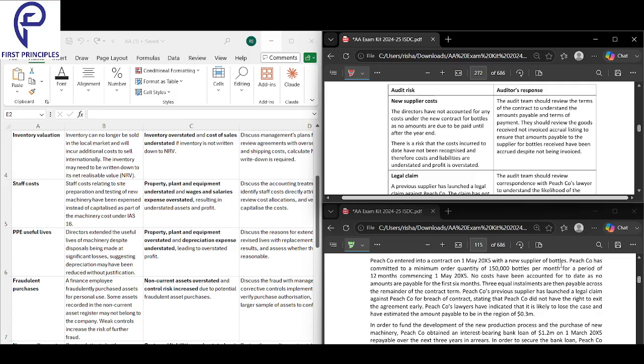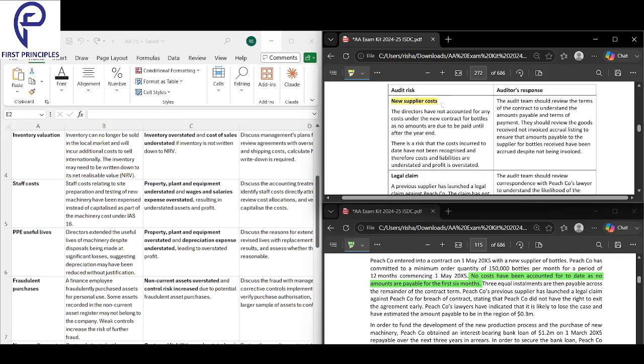Next. Peach entered into a contract with a new supplier. Peach has committed to a minimum of 150 orders. He will give that much order every month. No costs have been accounted for to date, as no amounts are payable for the first 6 months. For the first 6 months, you don't have to pay anything, and the directors have not accounted for anything over that period.